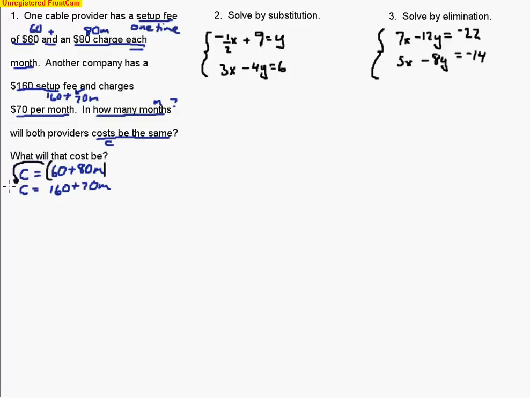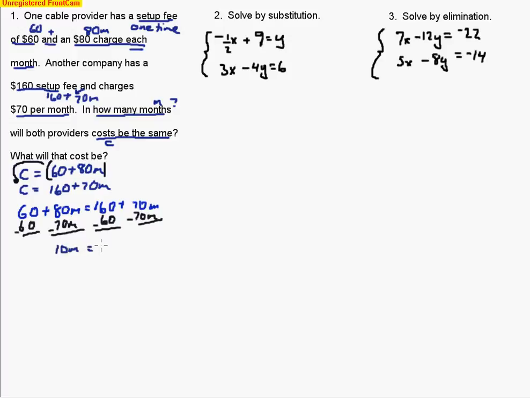So basically we're setting the two expressions equal to each other. And then what we've got left is this: 60 plus 80m equals 160 plus 70m. Oops, I said 170, but it's just 70. So let's fix that. From there, we can do some opposite operations to isolate the variable. I'm going to move the m's to the left-hand side. So I'm going to subtract that 70m, and I'm also going to subtract that 60 from both sides. All I've got left now is 10m equals 100.